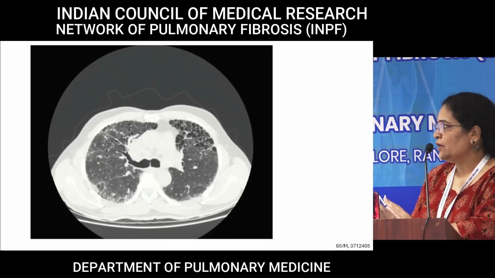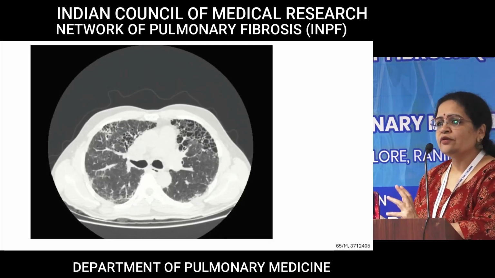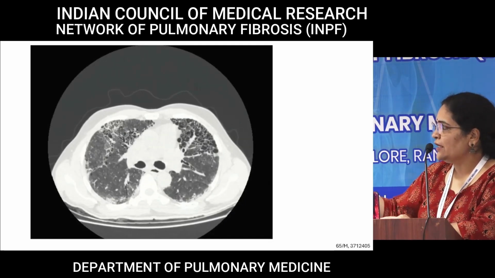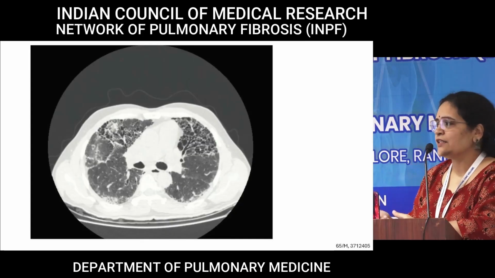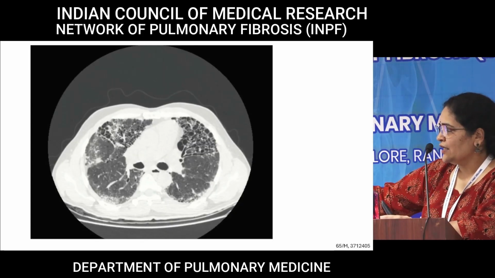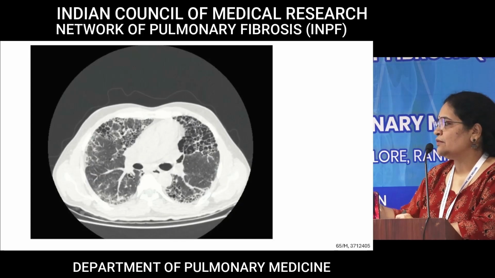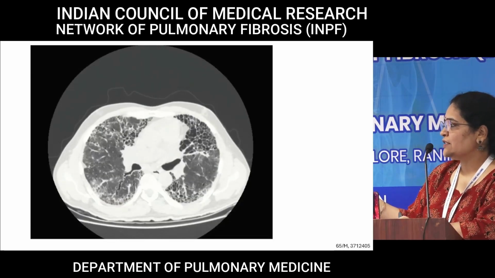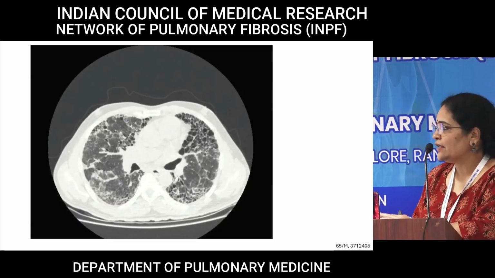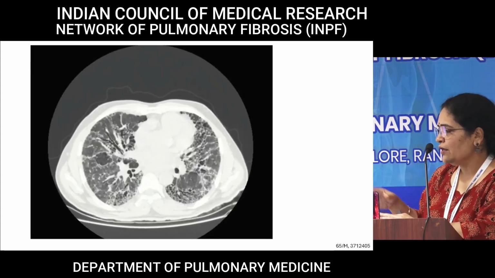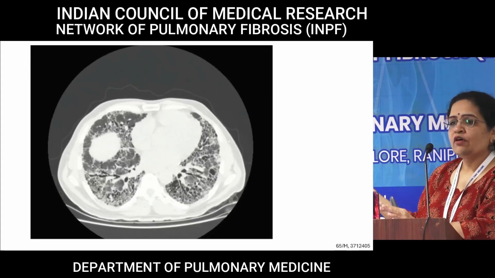A lot of honeycombing. And as you go down, you will see inter and intralobular septal thickening. It is there anteriorly, it is there posteriorly as well. And as we go lower down in the CT scan, you will see there is traction bronchiectasis, bronchiolectasis, and there is honeycombing. And it is involving both lungs.